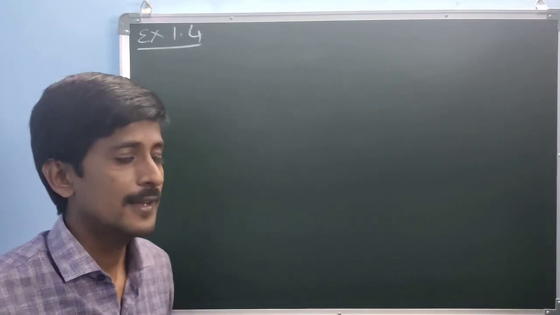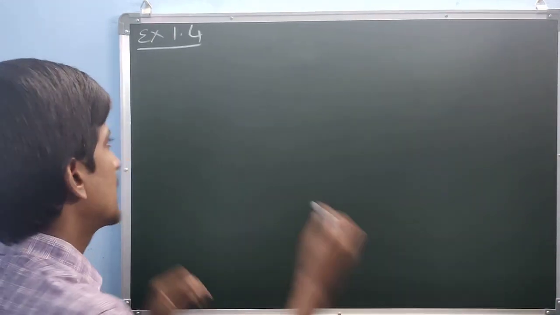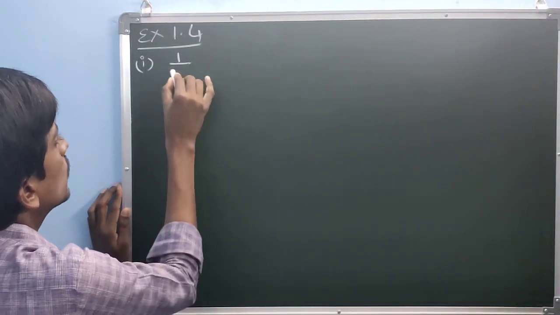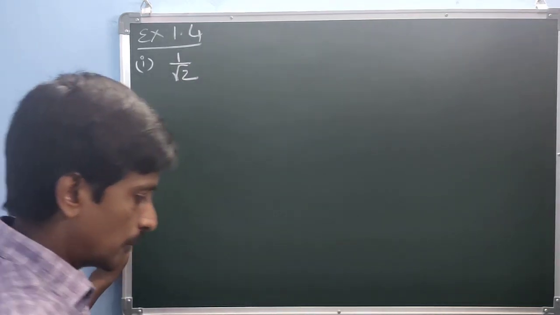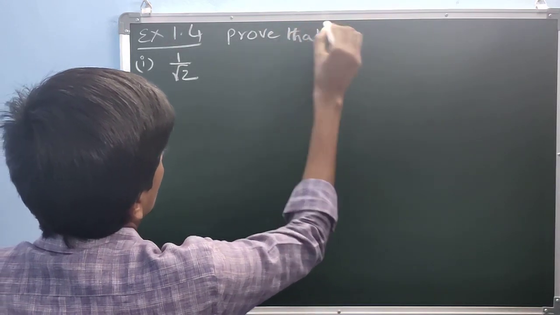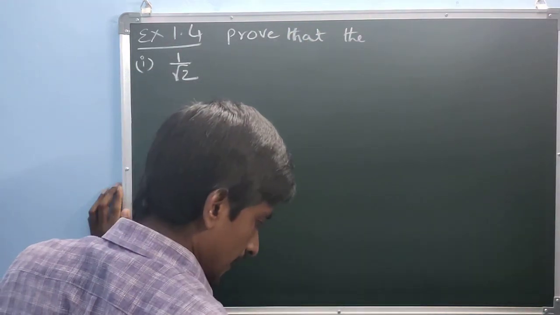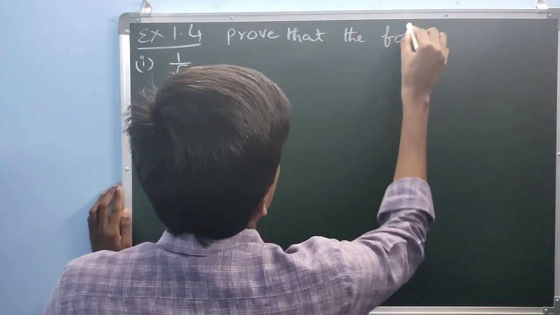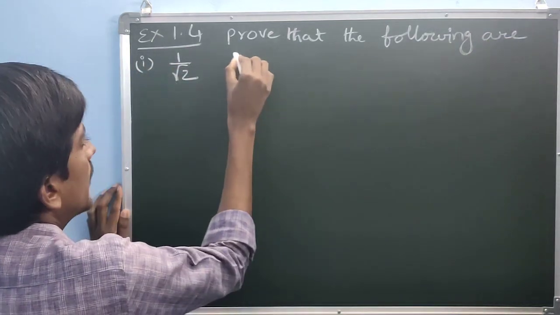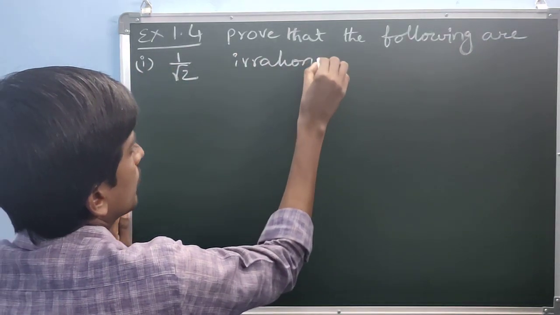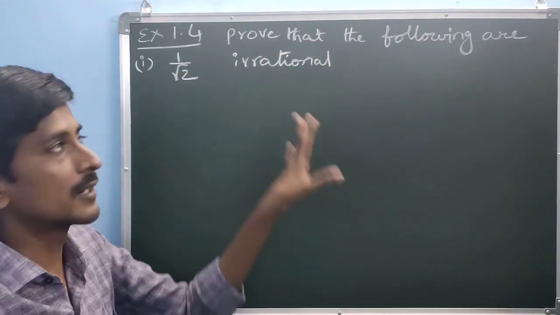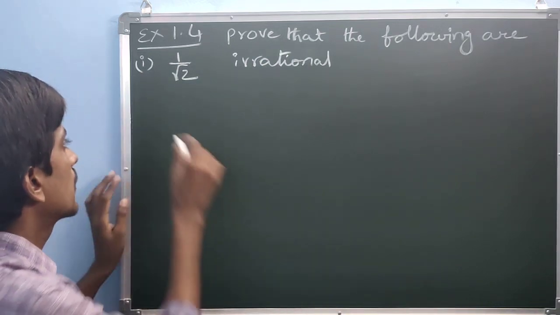Today I am going to explain exercise 1.4, first sum. What is given: the first sum is 1 by root 2. Prove that the following are irrational. 1 by root 2 is an irrational number. That is the proof.